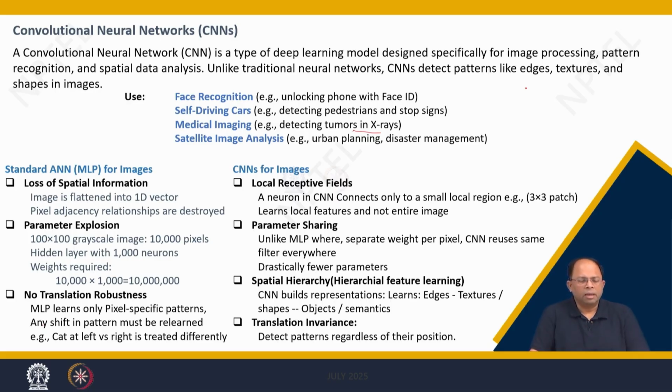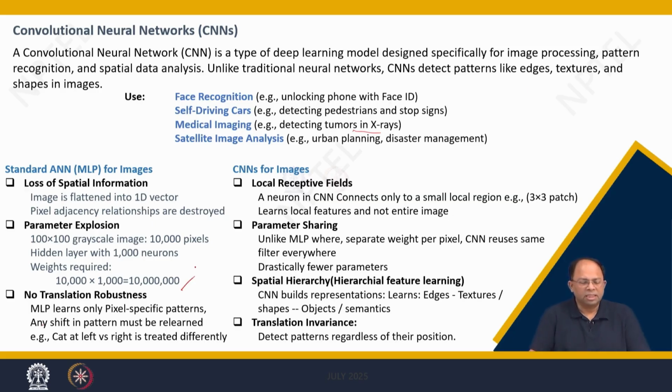Along with that, the pixel adjacency relationships, what is near what, are also destroyed when you create this 1D vector. The other thing is that we are dealing with pixels. For example, let us take a grayscale image of 100 by 100, which has around 10,000 pixels. If we introduce a hidden layer in the artificial neural network of 1000 neurons, the total number of weights that we have to compute is around 1000 times 10,000. So that is a huge figure, and this is another concern.